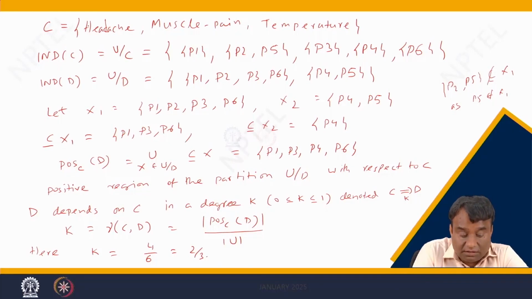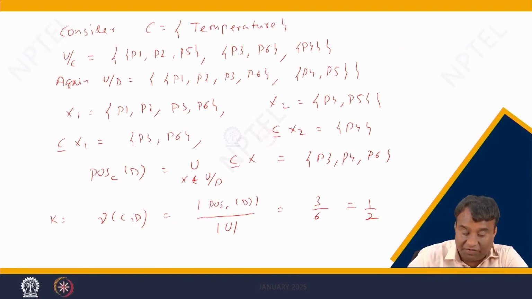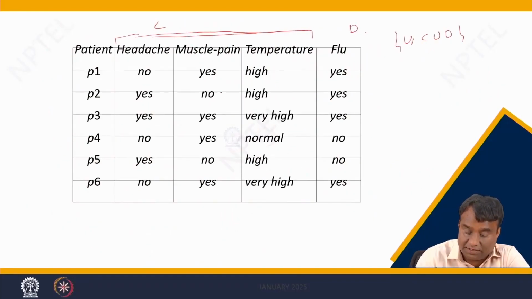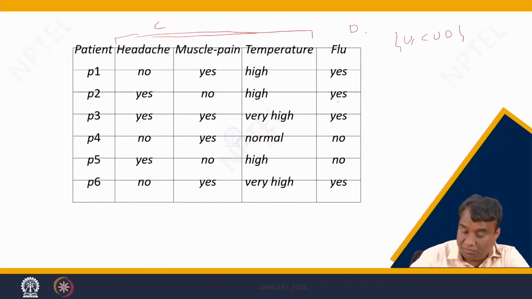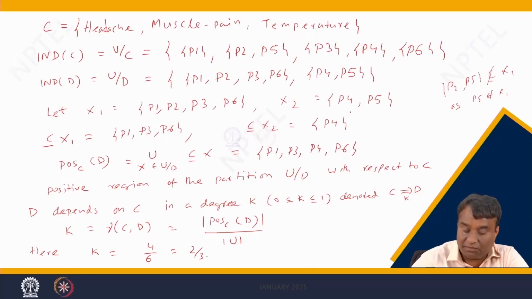Here see the attribute set, which is headache, muscle pain and temperature. So find the indiscernibility relations of C, that is U/C. Here P2 and P5 are the same thing: P2 is yes, no, high, and P5 is yes, no, high. The rest are all different, so it is {P1}, {P2, P5}, {P3}, {P4}, {P6}. Now the indiscernibility relations U/D: flu yes is P1, P2, P3, P6, and flu no is P4, P5. So this set is X1 and this is X2. X1 is P1, P2, P3, P6 and X2 is P4, P5.